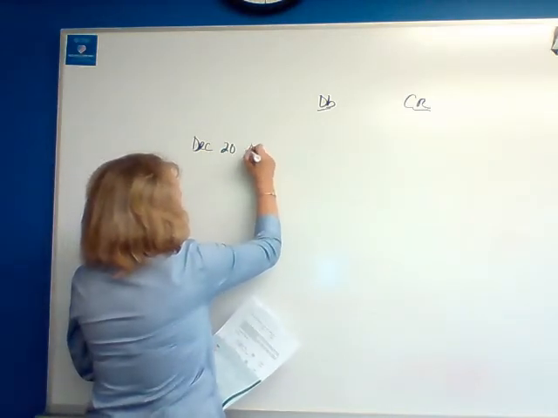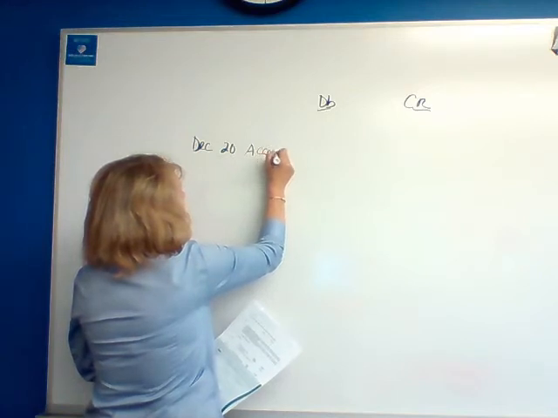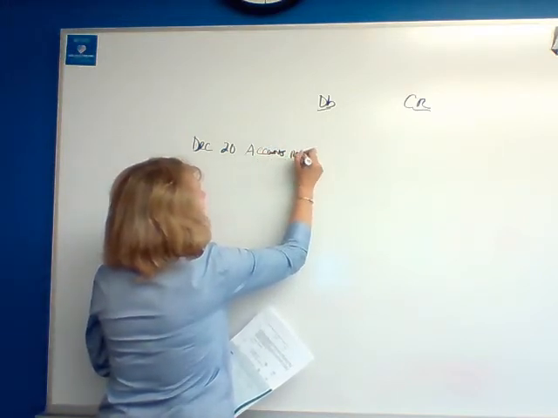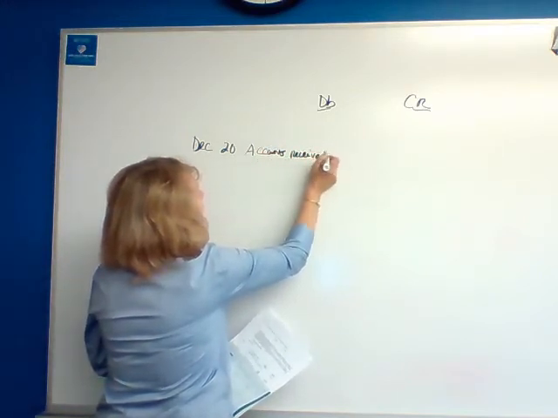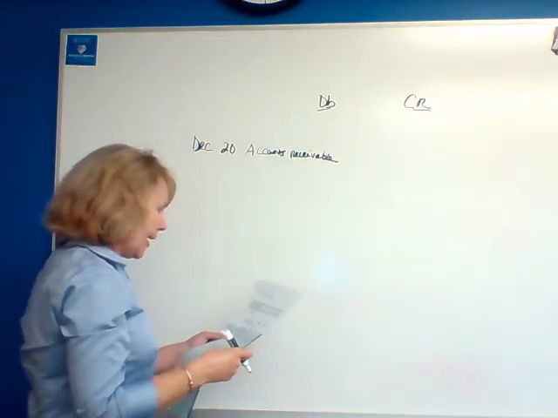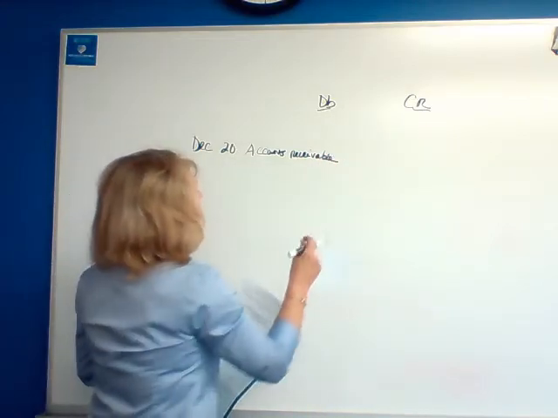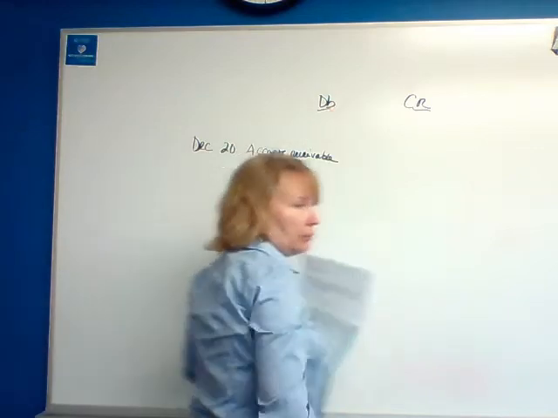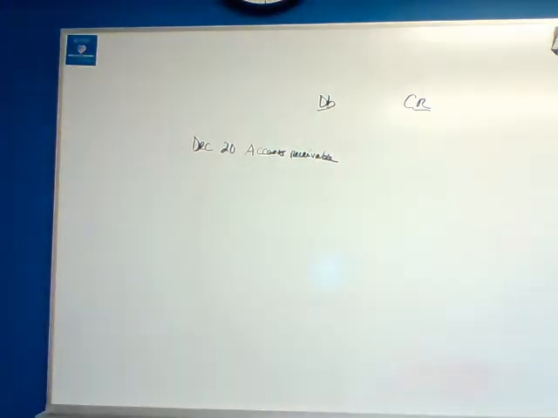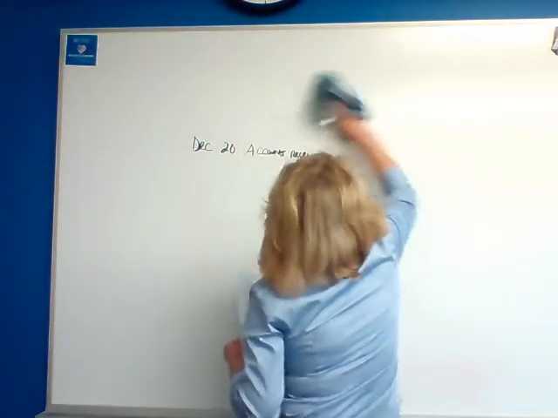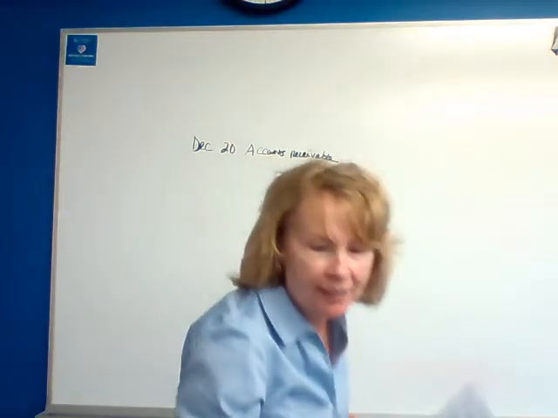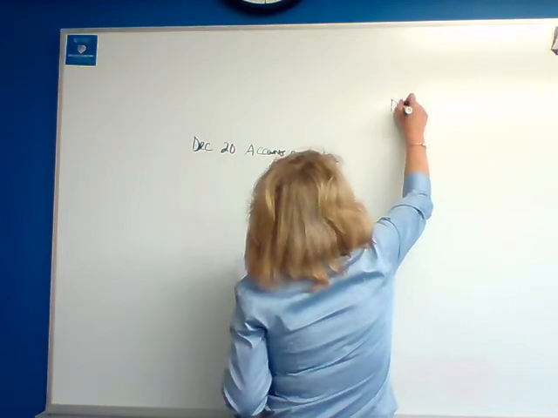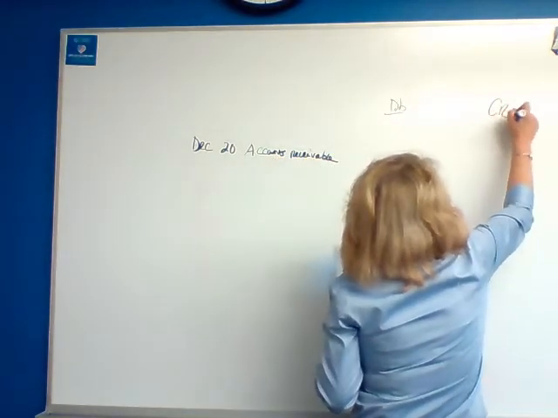and you're going to multiply it by 1.05. So the accounts receivable, we've got debit, we've got credit.